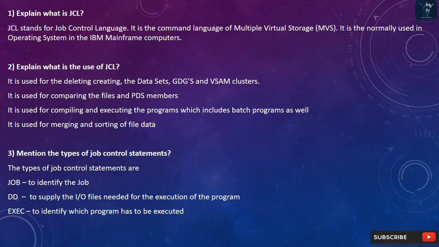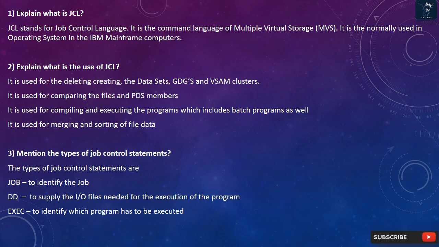2. Explain what is the use of JCL. It is used for deleting and creating data sets, GDGs, and VSAM clusters. It is used for comparing files and PDS members. It is used for compiling and executing programs, which includes batch programs as well. It is used for merging and sorting of file data.